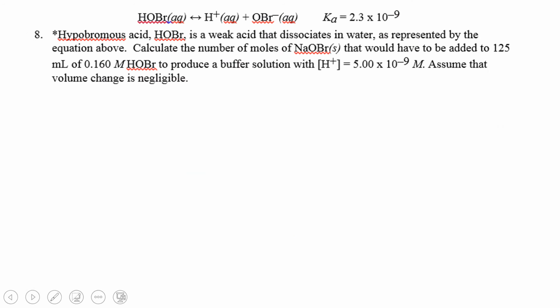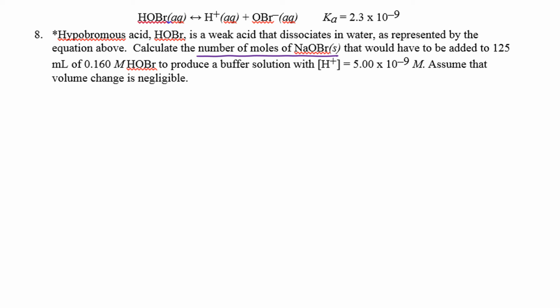So number 8, we've got hypobromous acid. We're given the acid dissociation. We're given the value of Ka. What we're trying to find is the number of moles of OBr that would have to be added to make a buffer solution with a certain hydrogen concentration.